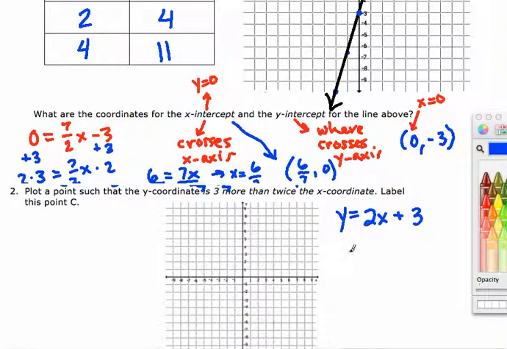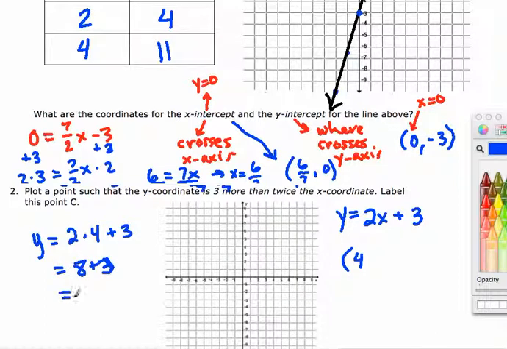So pick something for our x. Let's say 4. Then we're going to put 4 into this equation. So y equals 2 times 4 plus 3, which is 8 plus 3, which is 11. So 4 comma 11. And let's just check to see if this works. The y-coordinate is 3 more than twice the x-coordinate. Twice 4 is 8. 3 more than that is 11. So we know that this works.